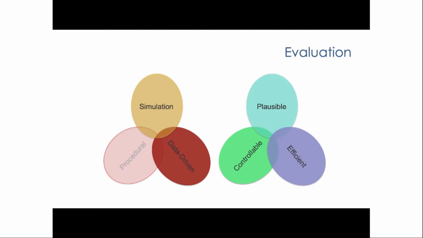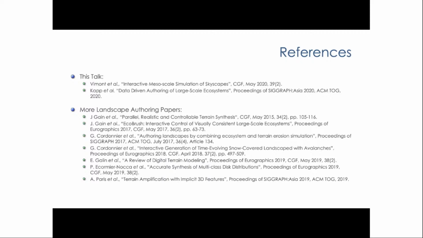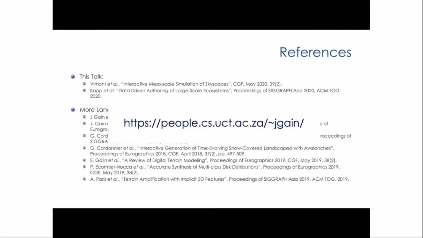To summarize then, this talk has been based on 2 papers, which you can see mentioned in the reference list here. But if you're interested in this area in general, there are a number of other papers that you can access from myself and my co-authors. I just want to summarize to say that the important thing here is that we want to achieve this trifecta of controllability, efficiency, and plausibility. And the way that we do this is we hybridize a combination of procedural methods, data-driven methods, and simulation.